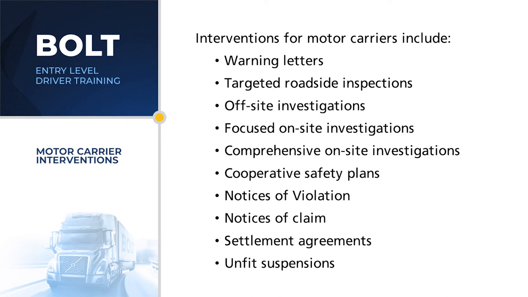cooperative safety plans developed and followed voluntarily by a carrier to address safety problems after an investigation; notices of violation, which put a carrier on notice of specific, serious regulatory violations that must be corrected, and the intent of the FMCSA to enforce its regulations; notices of claim, which include a formal document served on the violator to compel compliance, and deter severe or persistent unsafe behavior; settlement agreements to contractually bind a carrier to take actions to improve safety; and unfit suspensions to place the motor carrier out of business. Currently, this process can only be used as part of a compliance review.